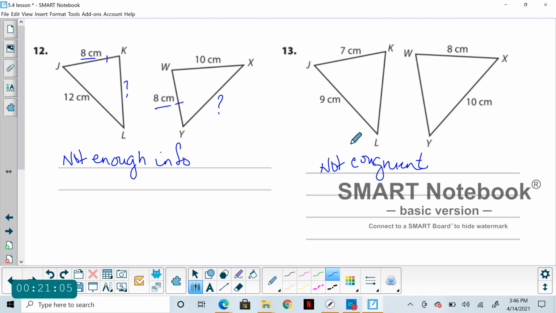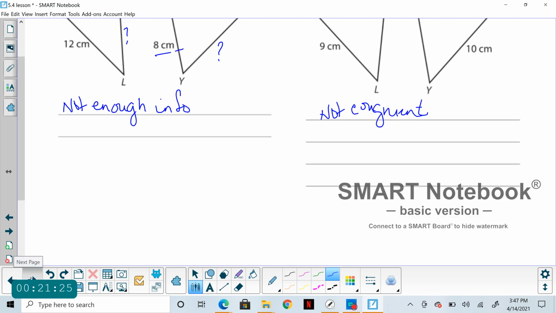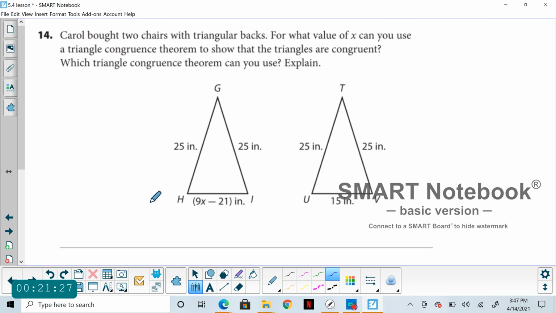But in number 13, we don't have even one congruent pair, which means chances are this one is not congruent. Since the triangle only has 3 sides, there's no way these could be congruent. One of those pairs that are given would have to be equal for it to work, to even be a possibility. All right, number 14.